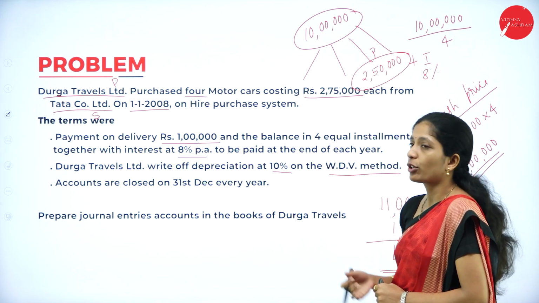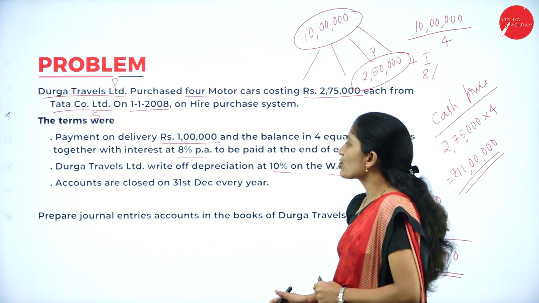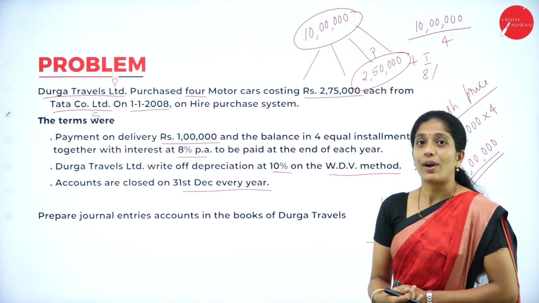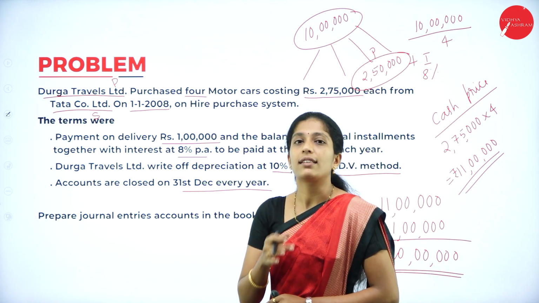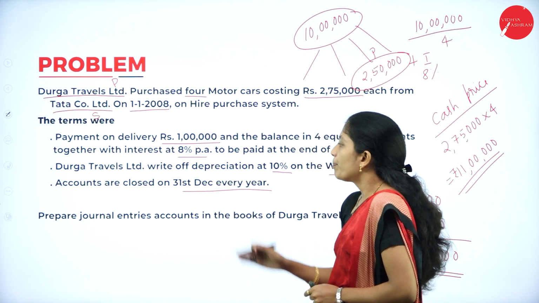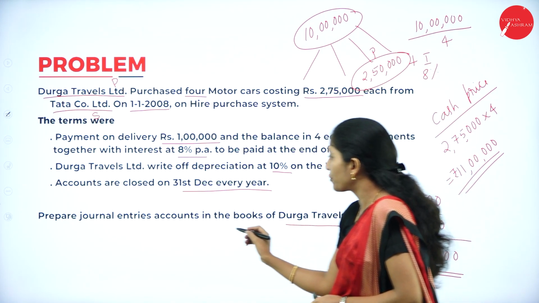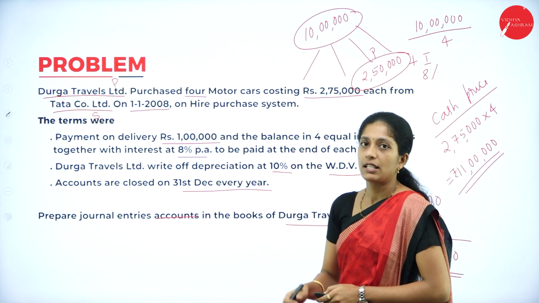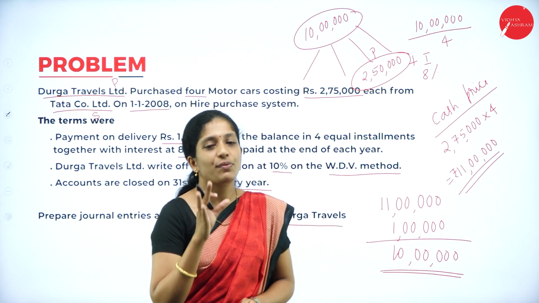So we have to calculate depreciation at 10% per annum. Accounts are to be closed on 31st December every year. So we have to make the payment at the end of each year, that is on 31st December every year. Prepare journal entries in the books of Durga Travels, that is, in the books of the hire purchaser. Now it's very easy.